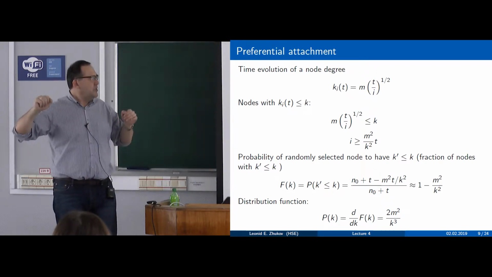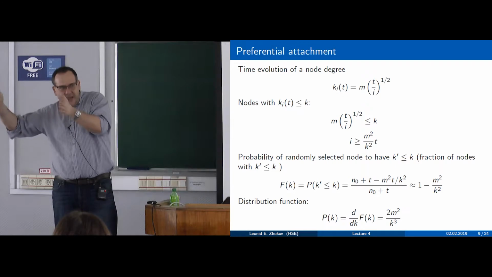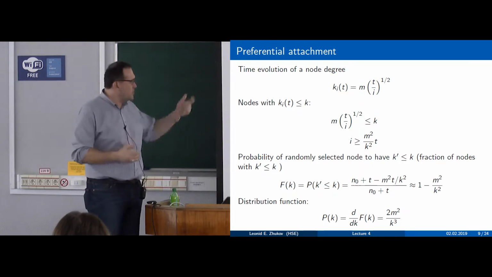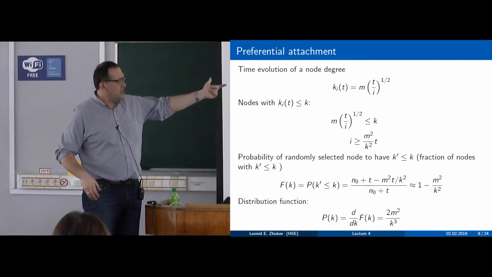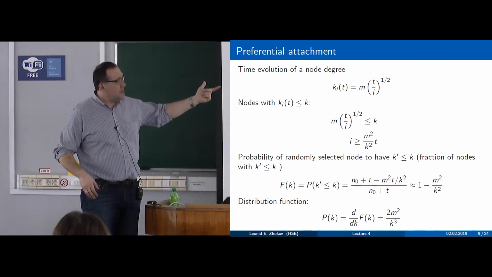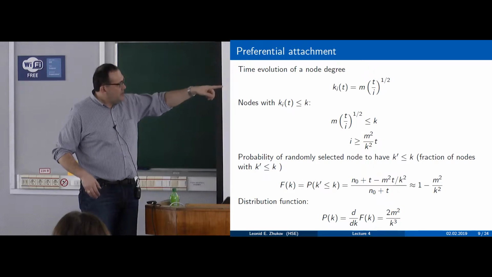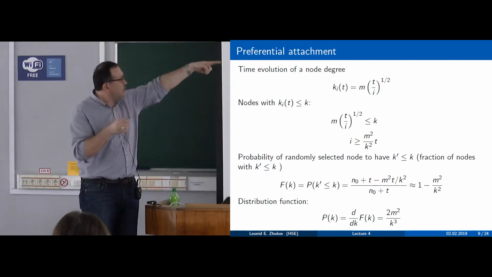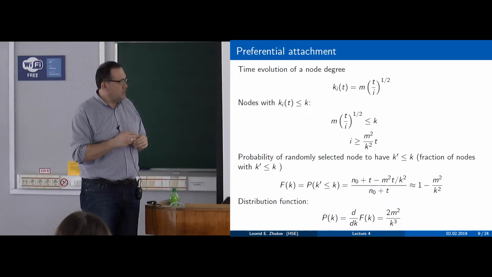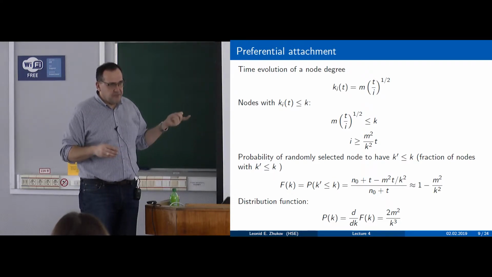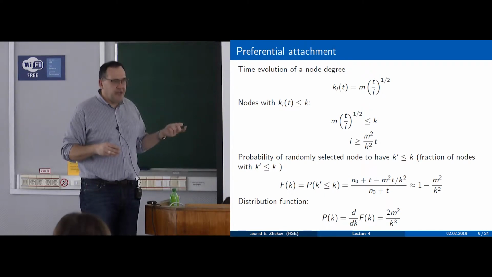And what I'm saying is, in order to calculate the probability of a node having a degree less than k, I need to look at the latest arrivals, and how many of them comes from the formula. So f of k is the total number of nodes, n0 plus t. N0 is the initial number of nodes, there have been t steps, so you add t nodes. So n0 plus t is the total number of nodes. The count of latest arrivals is m squared t divided by k squared, which comes from that formula, and I normalize by n0 plus t. This is the probability of selecting a node with degree less than k. And if I want the distribution function, I just differentiate this and get 2m squared divided by k cubed.